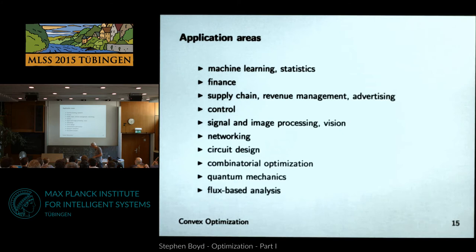Okay. So there's a lot of applications. We're going to see a bunch of these, not all, but a whole bunch of them before this is over. Machine learning, statistics, obviously. Finance, areas like supply chain, revenue management, advertising is entirely moving this way. Control, signal and image processing, vision, networking, circuit design, combinatorial optimization, lots of areas in quantum mechanics, in biology it's being used, genetics, all sorts of stuff like that. So I'm not going to go into any of the details here.